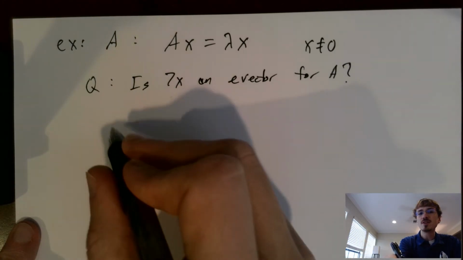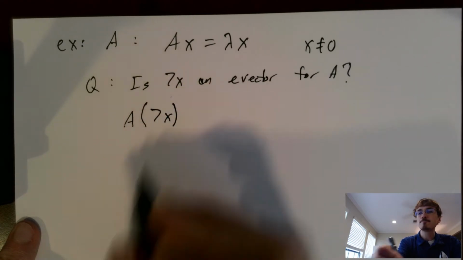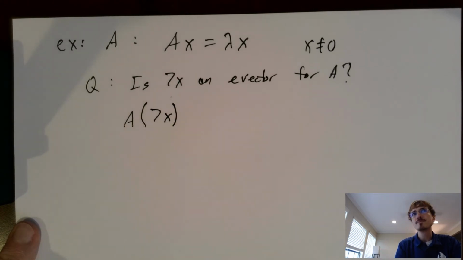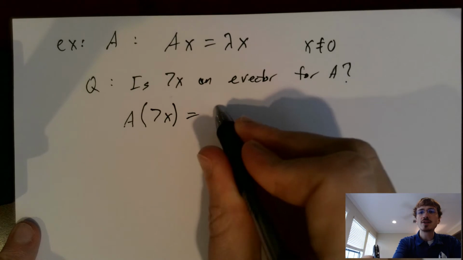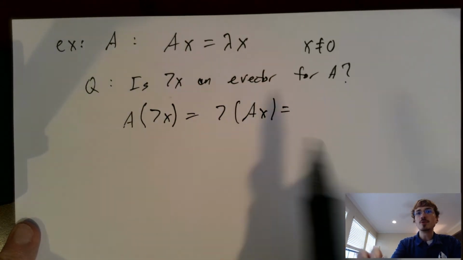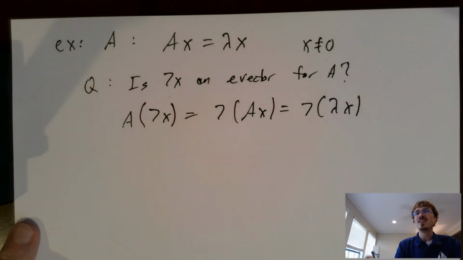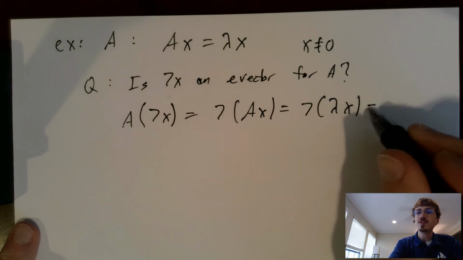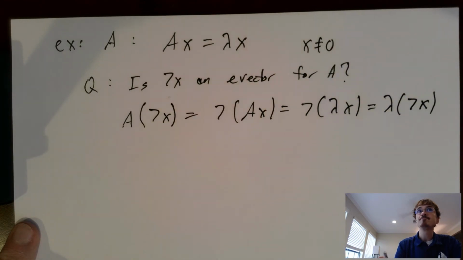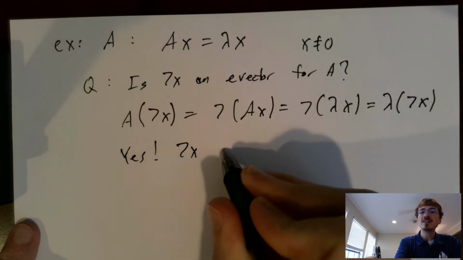How do we compute this, though? Well, if it's an eigenvector, let's just try to compute A times 7x and see if we can write this as lambda times 7x. Well, what can we do? We can pull out that scalar constant 7. And what's Ax equal to? That's equal to 7 times lambda x. And let's use associativity and commutativity of scalars, and we have that this is now lambda times 7x. And so indeed we do have that 7 times x is an eigenvector.